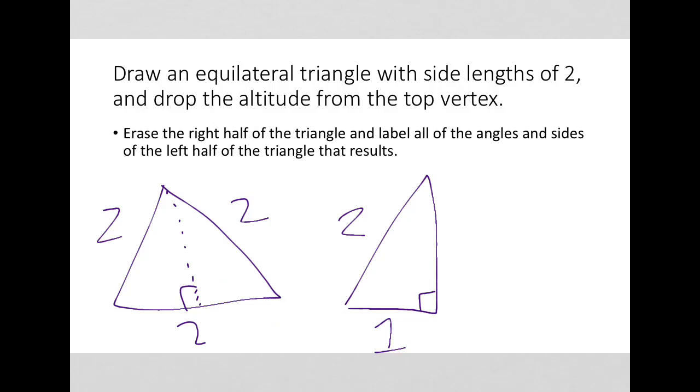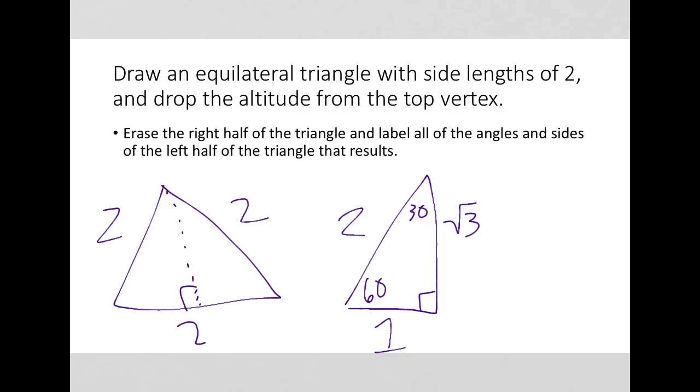We can use the Pythagorean theorem to figure out that this side right here is going to be the square root of 3. a squared plus b squared equals c squared, so 2 squared minus 1 squared equals the other side squared. 4 minus 1 equals 3. That's squared though, so take the square root. And another special consequence is that the angle that the altitude drops from gets bisected. So this top angle up there is 30, and this bottom angle down there is 60.